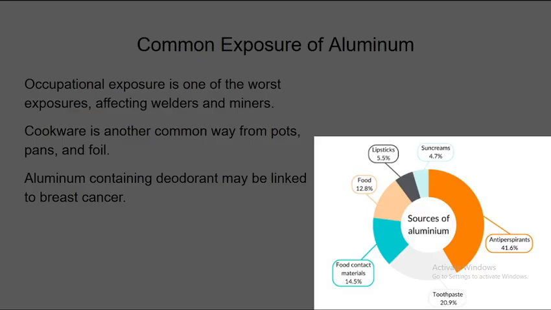Alright, so how we get exposed to aluminum: once again, occupational hazards like welding and mining, and cookware. If you're wrapping your food in aluminum foil, using aluminum pans and pots, even aluminum deodorant. A lot of aluminum-free deodorant is on the market now, because you're applying it directly under your armpits, which is right next to your lymph node, so it's getting almost a direct path into your body. So switching to aluminum-free deodorant can be good.